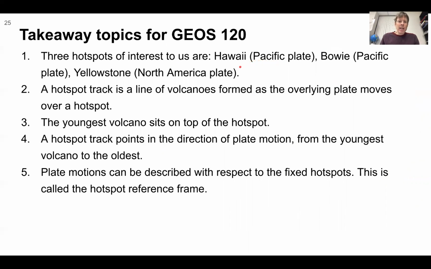A hotspot track is a line of volcanoes formed as the overlying plate moves over a hotspot. The youngest volcano sits on top of the hotspot. A hotspot track points in the direction of plate motion from youngest volcano to the oldest. Plate motions can be described with respect to the fixed hotspots. This is called the hotspot reference frame and is arguably the most natural choice to display plate motion.